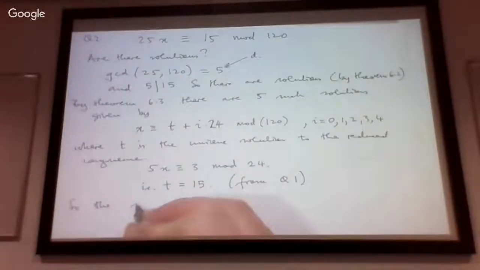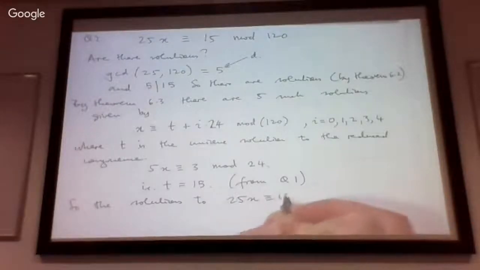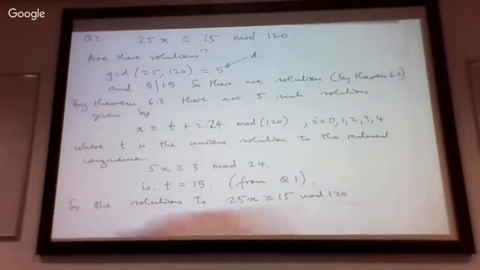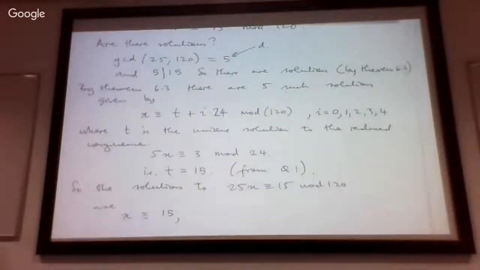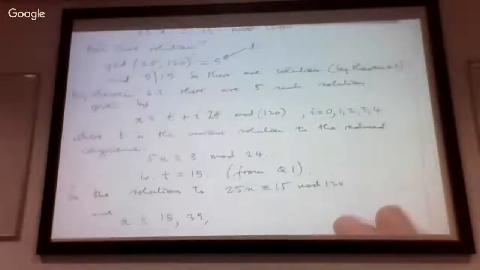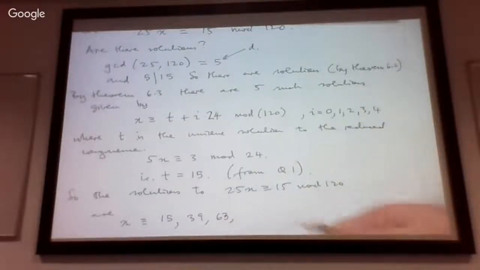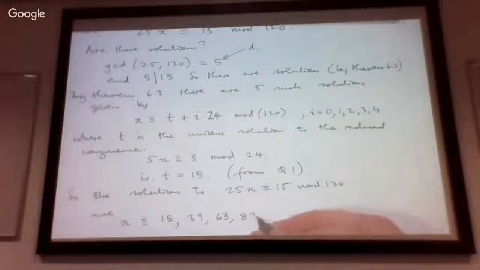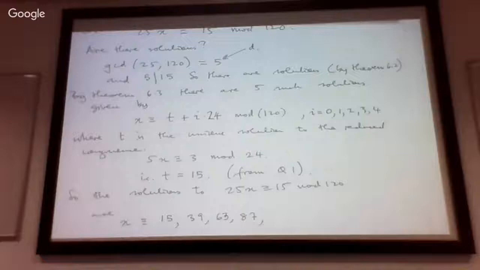So the solutions to 25x congruent to 15 mod 120 are x congruent to 15. That's where I is 0. And you just keep adding multiples of 24: 39, 63, 87, and adding 24 to the original T again, 111.